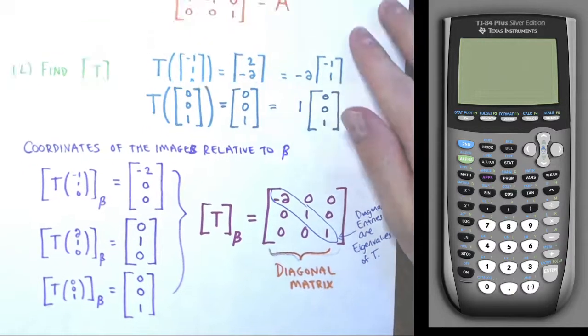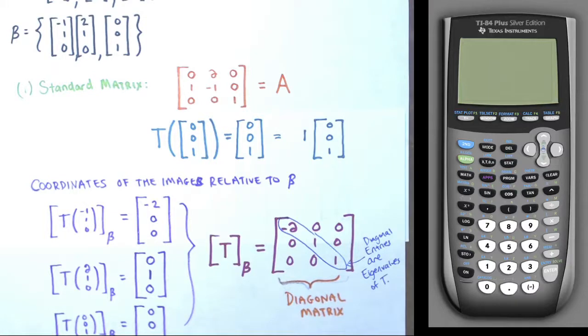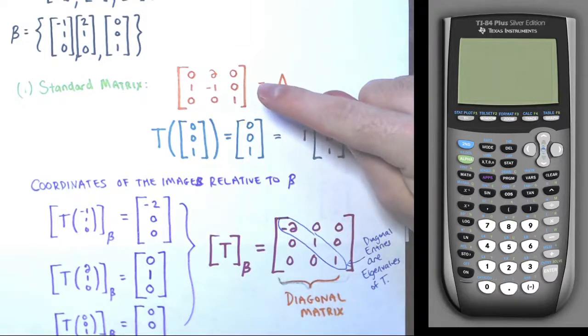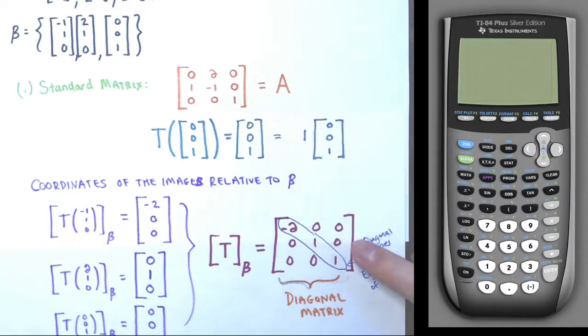Now again, you can find that PB if you want. I can find PB if I wish, and I'm going to. And we'll see that like last example, this standard matrix I had earlier, from the standard basis of R3 to the standard basis of R3, and this matrix for the transformation from basis B of R3 to basis B of R3, they're similar. So I'll find that transition matrix.